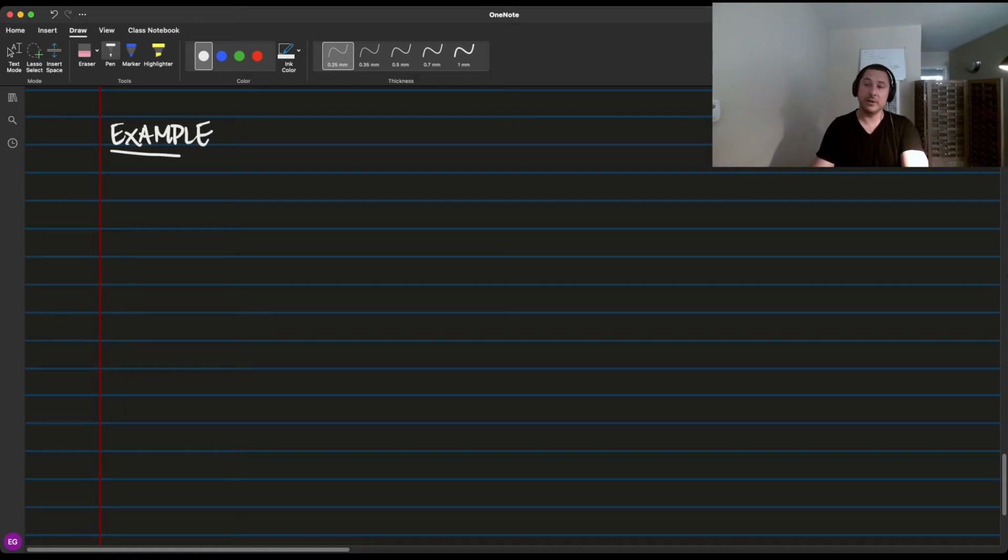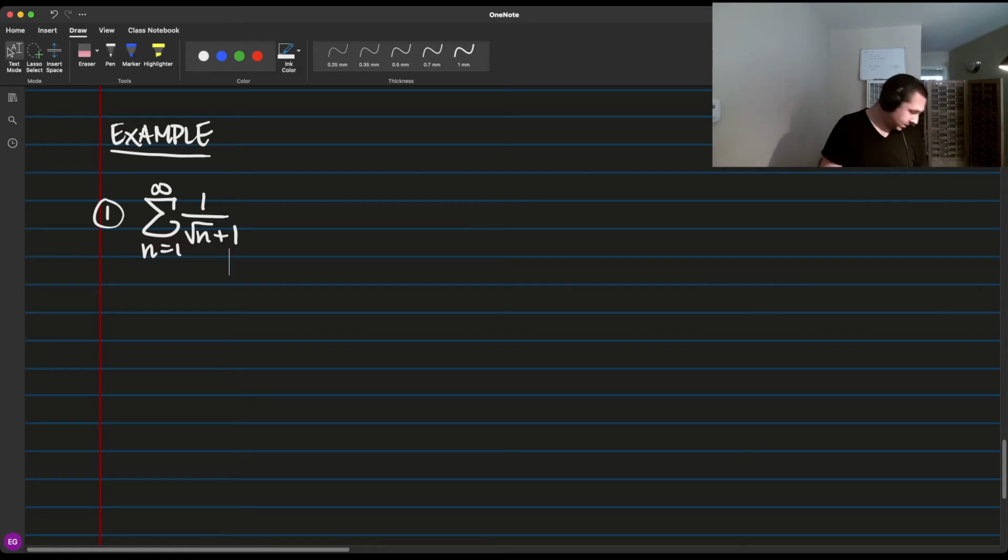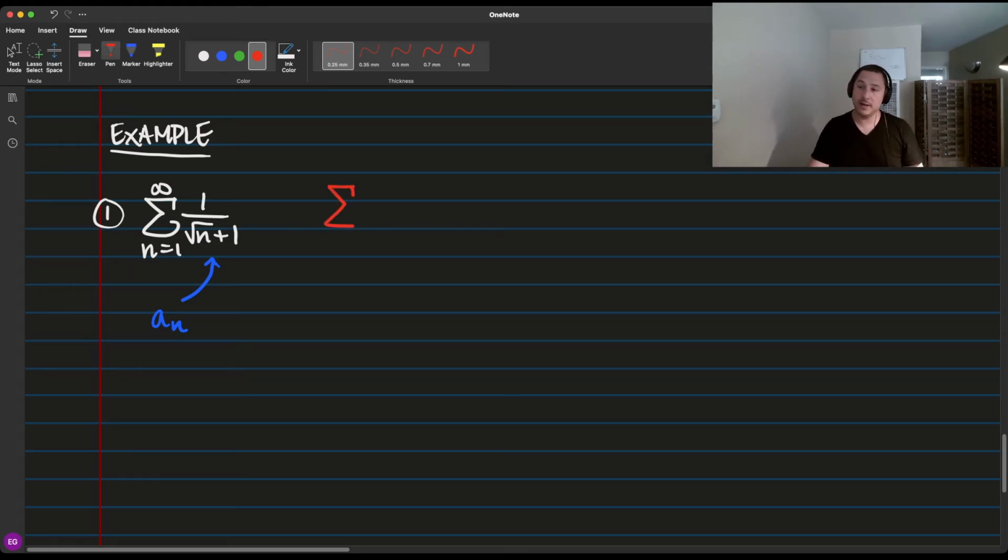So let's figure out the convergence or divergence of these sequences. We'll look at the sum of n equals 1 to infinity of 1 over square root n plus 1. Remember, the one that we want to determine we will call a_n. So now we need to figure out a b_n to compare it to, and sometimes this is sort of an art to figure out.